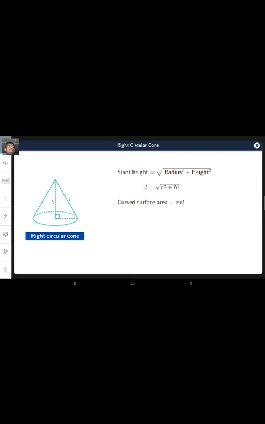The curved surface area will be pi r L. The total surface area will be the sum of the curved surface area and the area of the base. The volume or capacity of the cone is equal to 1/3 the volume of a cylinder of the same radius and height.